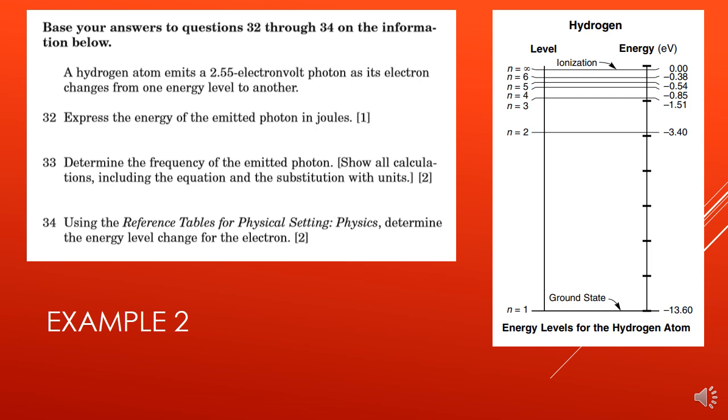We have to use E is equal to hf, and use the chart to determine the energy levels. So where on this chart is there a difference of 2.55 electron volts? So the next slide has the answers.